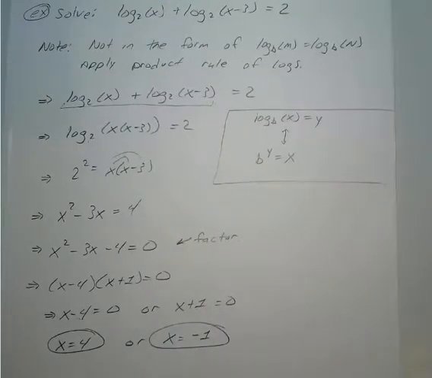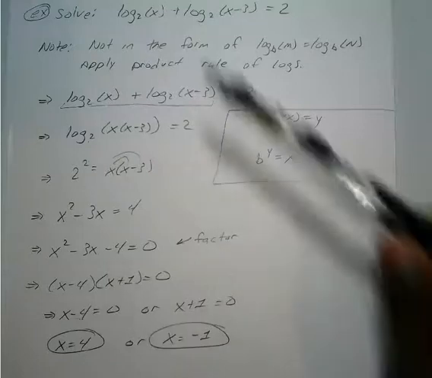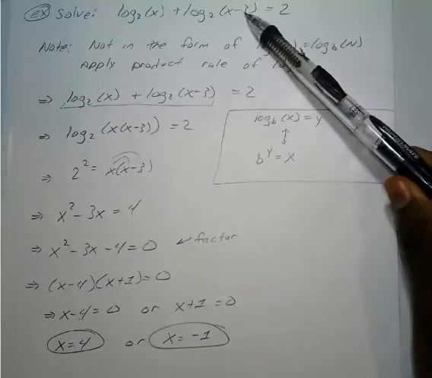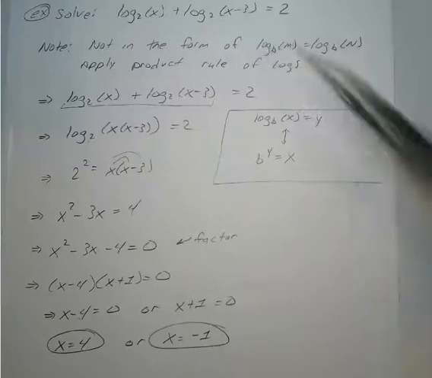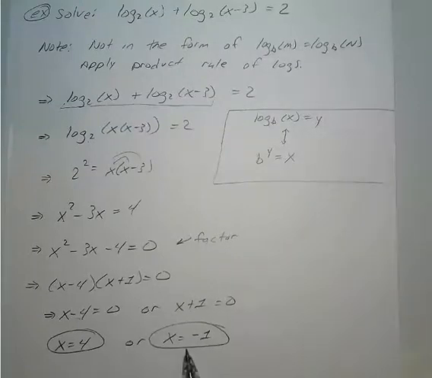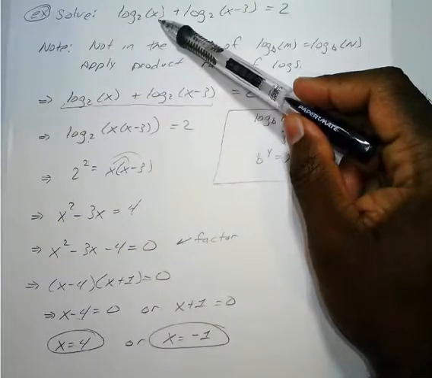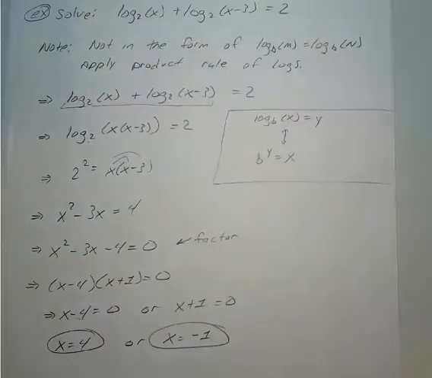Okay, now remember, once you get your answer, you want to check to make sure that if you plug it in, you won't end up with a negative value inside your log. So if you plug in 4, you get log base 2 of 4 minus 3, which is 1, so log base 2 of 1, you'll be okay. If you plug in negative 1, as soon as you get it in there, you automatically see log base 2 of negative 1, can't do anything with it.